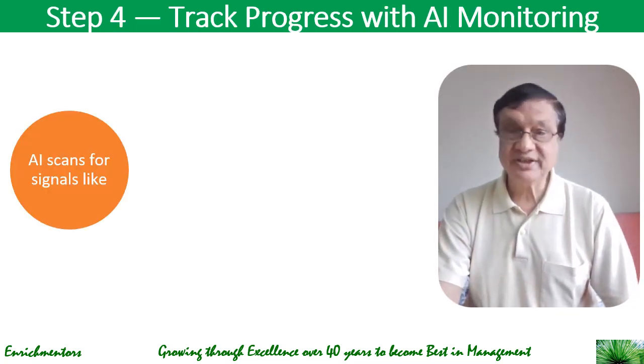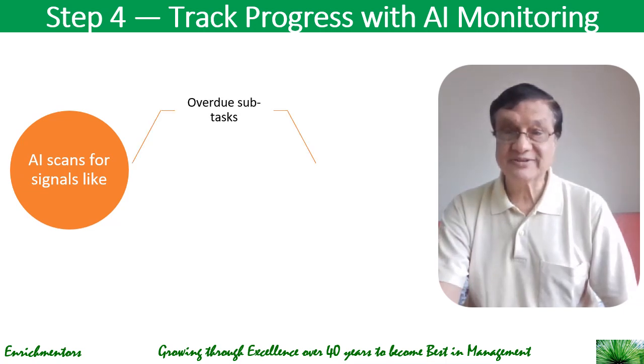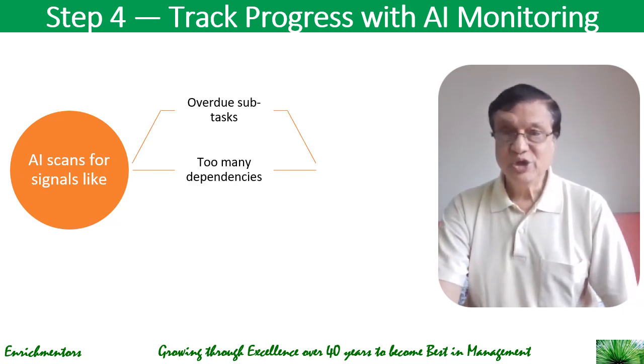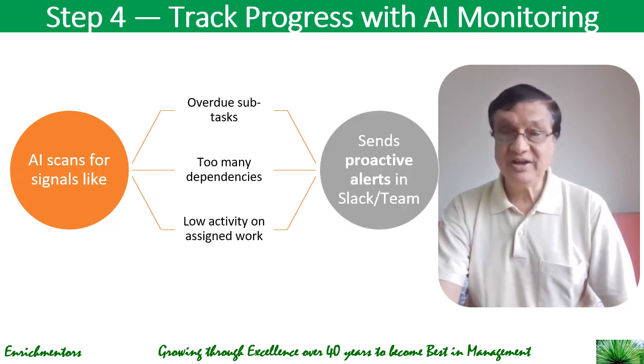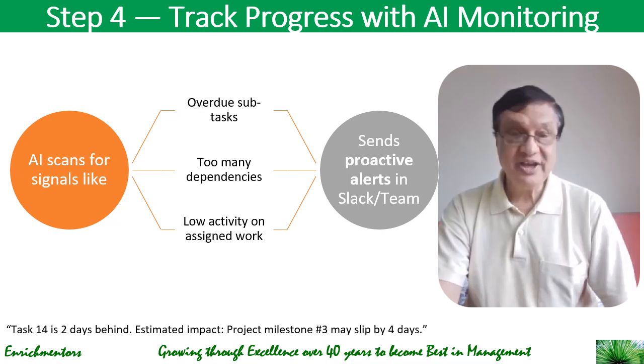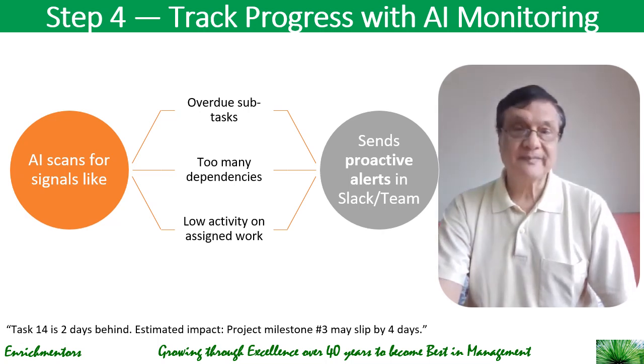AI scans for signals like overdue subtasks, too many dependencies, low activity on assigned work, and sends proactive alerts in Slack and Teams. Say, for example, it could be saying task 14 is 2 days behind, estimated impact on project timeline, or milestone number 3 may slip by 4 days. So it gives you the complete picture of what is going to happen on the project.